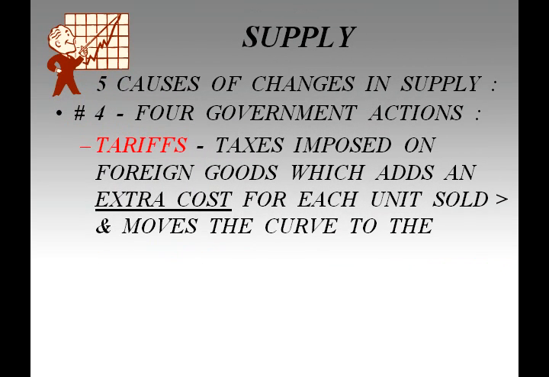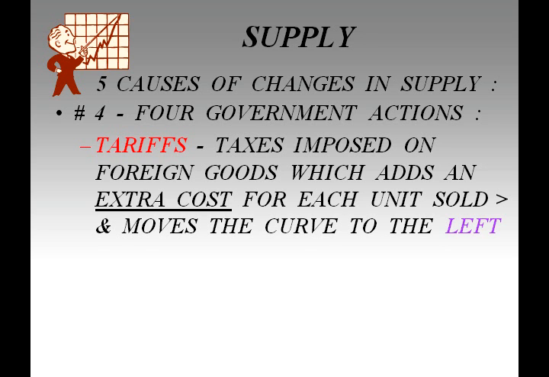A third government action that can have an effect on total supply in a market is the imposition of a tariff. A tariff is a tax that's imposed on foreign goods, which adds an extra cost for each unit sold, or what is produced, on the foreign producer. And just like with a domestic producer, with a more expensive cost of production, they can produce less and therefore supply our market with less product. Therefore, you have a reduction in supply, and this moves the curve for the product or service to the left.